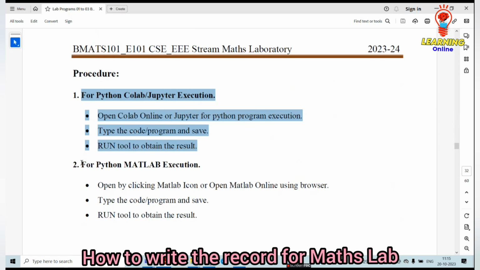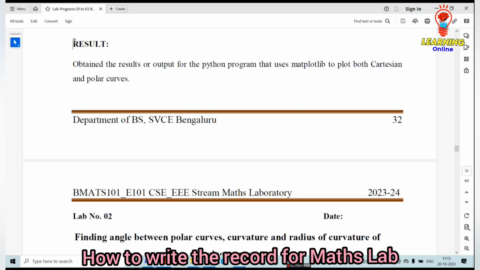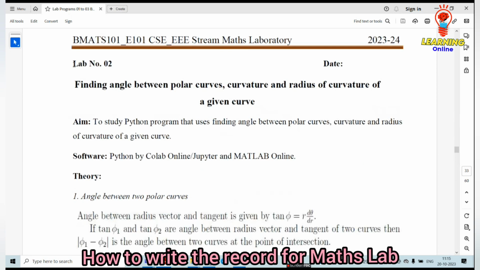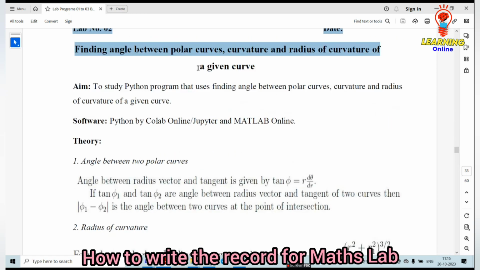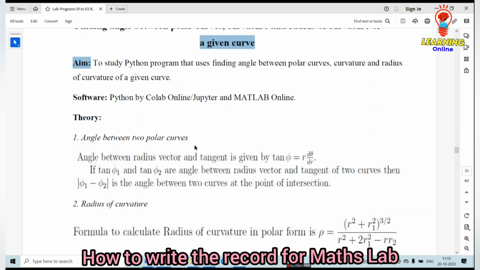No need to write this. It is mandatory to write the result for whatever experiment you have completed. With respect to that, you can write your results. Then similar to that, lab 2, and corresponding to lab 3 also, you can write the same thing. Follow the same procedure for everything.